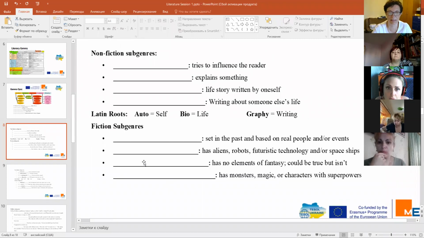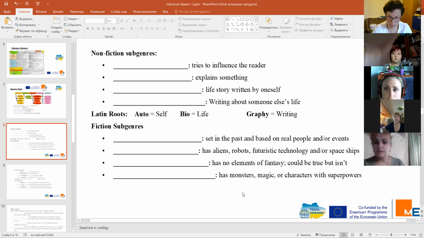Fiction subgenres. Set in the past and based on real people or events. Historical fiction, probably. Absolutely. Historical fiction is writing where there are a couple of imaginary people, but they could have existed, and also people that really existed. For example, Winston Churchill and a family in London during the Second World War. Like this.